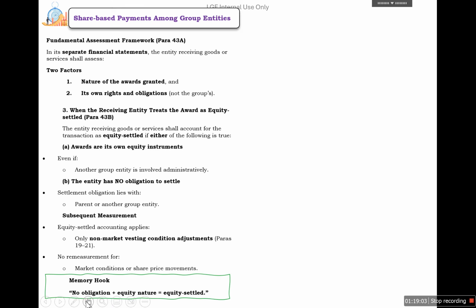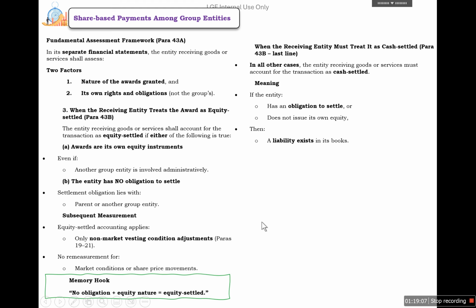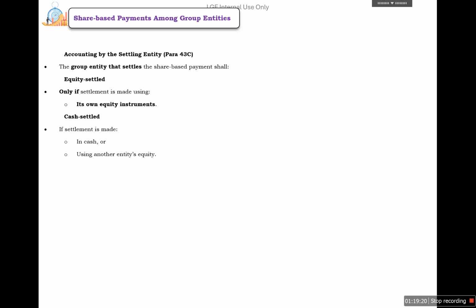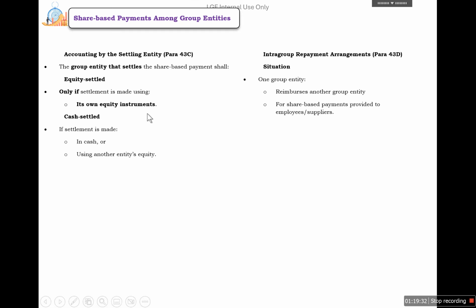So the memory hook is no obligation plus equity nature is equity settled, and the remaining will be considered as cash settled. If the entity has an obligation to settle and it is not going to issue its own equity, in that case it will exist as a liability in its books. So the group entity that settles the share-based payment shall treat it as equity settled only if the settlement is made using its own equity, and in other cases it will be called cash settled.